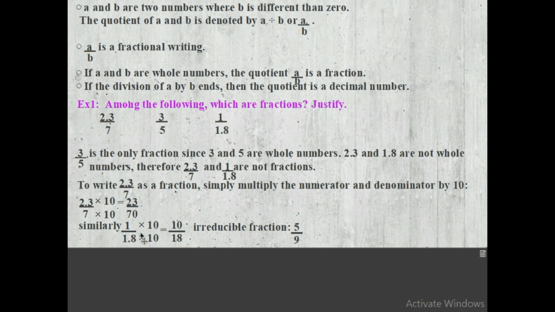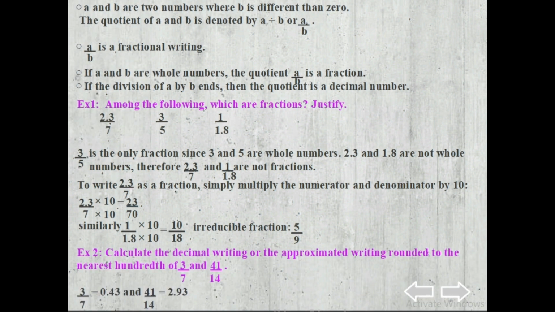Similarly, 1 times 10 over 1 and 8/10 times 10 is equal to 10 over 18. 10 over 18 is a reducible fraction. Divide the numerator and denominator by 2 to obtain the irreducible fraction, which is 5 over 9.